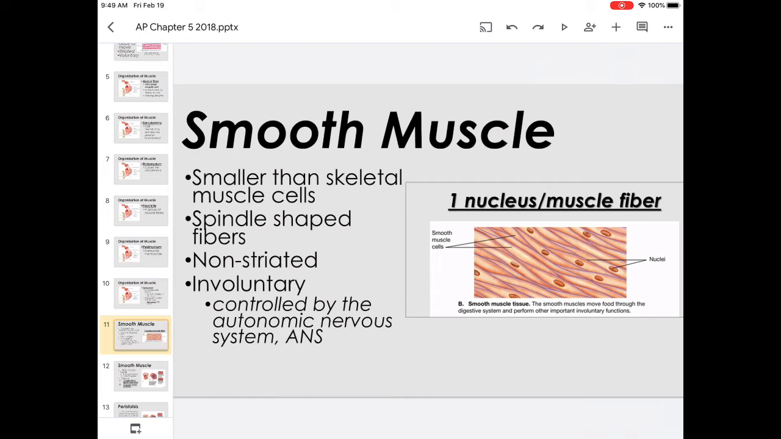Smooth muscle cells look kind of funkier. Smooth muscles are a lot smaller than skeletal muscles. They have a shape that is referred to as a spindle shape. They don't have any striations, hence the smooth part. And they're involuntary, which means you do not actually control them.